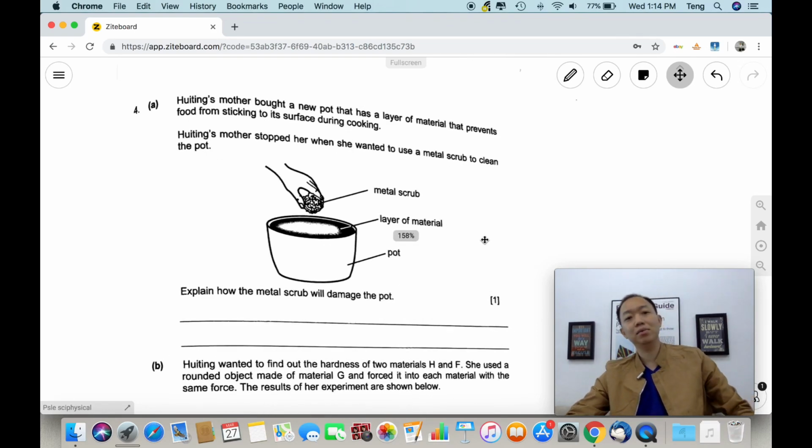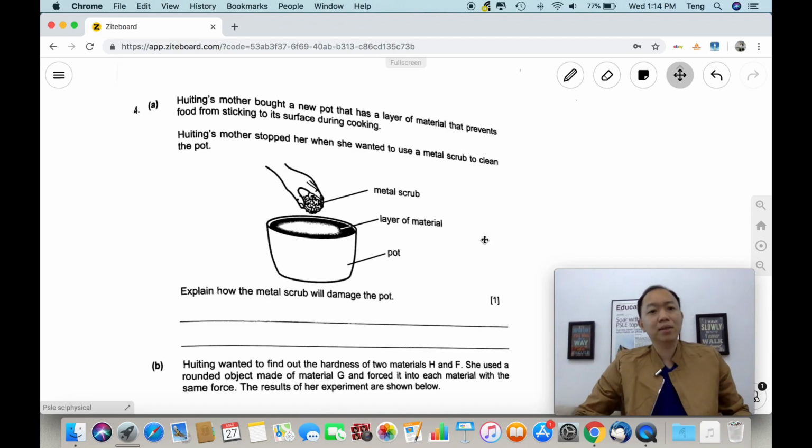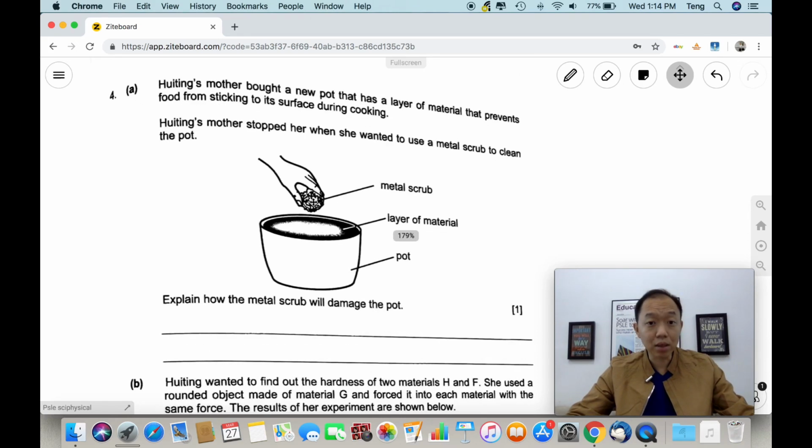Okay, so Hui-Ting's mother bought a new pot that has a layer of material that prevents food from sticking to it. Hui-Ting's mother stopped her when she wanted to use a metal scrub to clean. Explain how the metal scrub will damage the pot. So the metal scrub will damage the pot because this metal scrub is harder. So it's going to cause scratches. The key idea here is about it being harder.